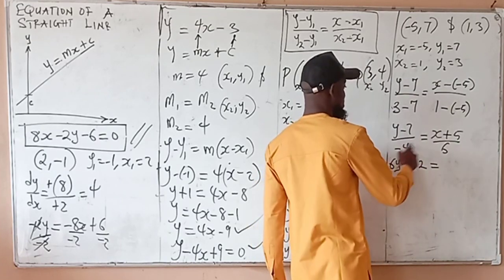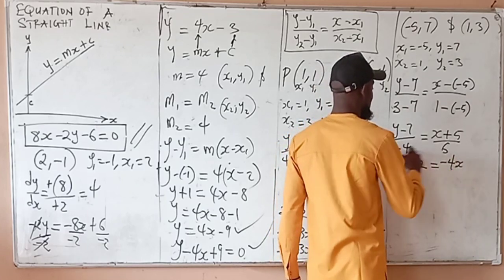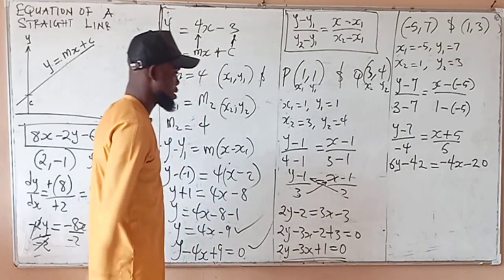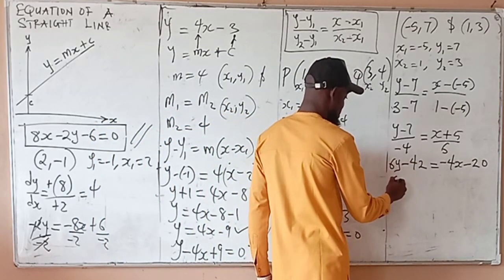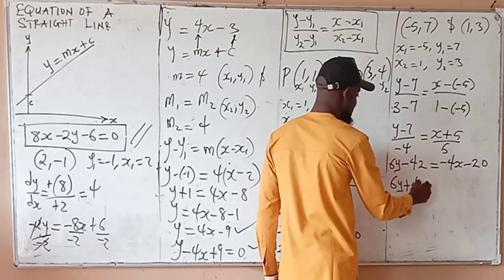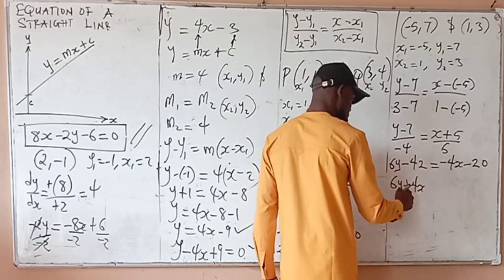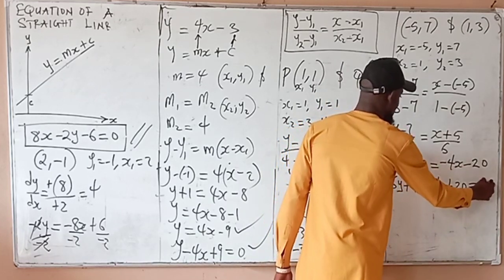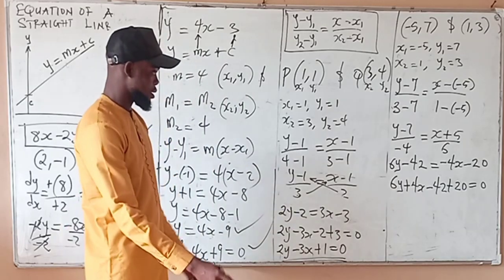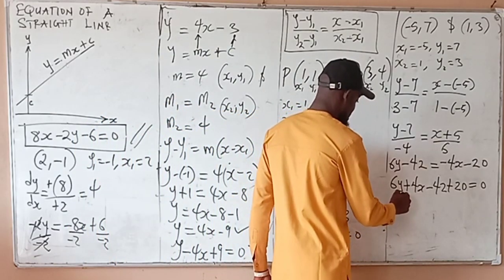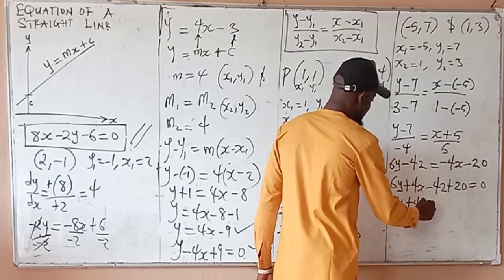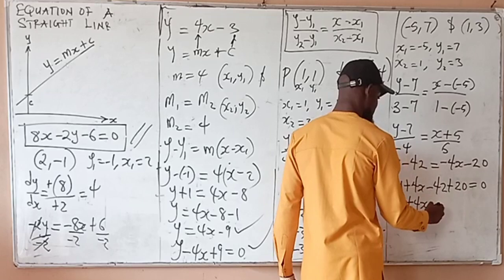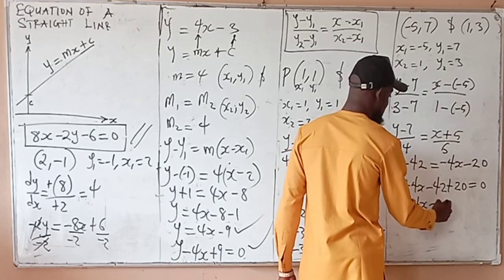Is equal to minus 4 times x, that's minus 4x. Minus 4 times plus 5, that's minus 20. Let's move it to one side. We have 6y plus 4x, minus 42 plus 20. That will be minus 22.